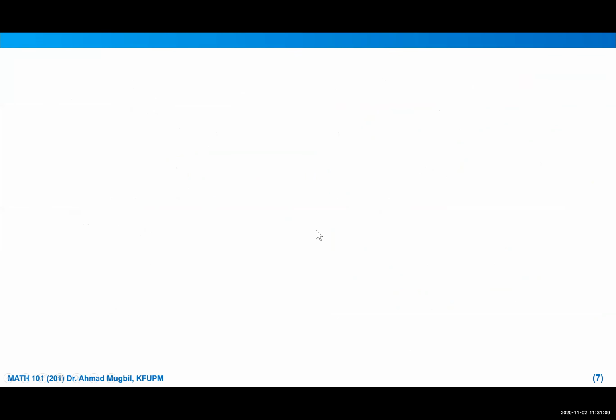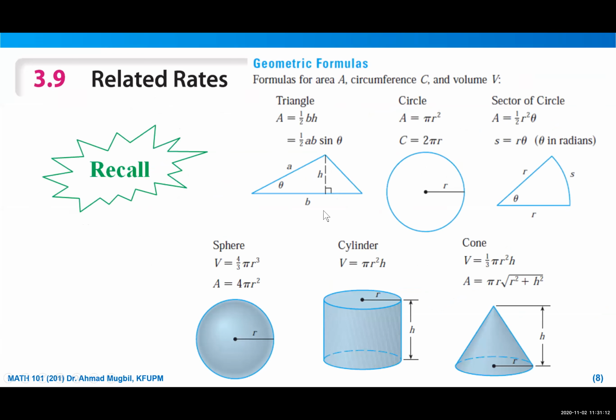Okay, Shabab, let's now go to 3.9. This section is about related rates. To deal with the ideas of this section, you need to recall some geometric formulas. It is important. For the triangles, for example, what is the area? What is the circumference for the circle also? For the sectors, if you have an arc of a circle. For the sphere, this is important.